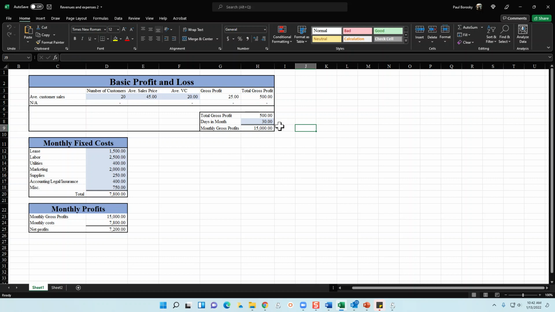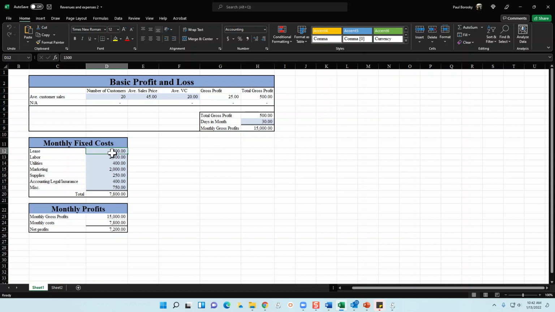Now, since this is an e-commerce business, it's going to be generating revenues on a daily basis, every day. So we're going to take that $500 and multiply it by 30, which is the number of days in a month. That's going to give us estimated gross profits of about $15,000. Next thing we're going to do is take that $15,000 and drop it down here into our monthly profits.